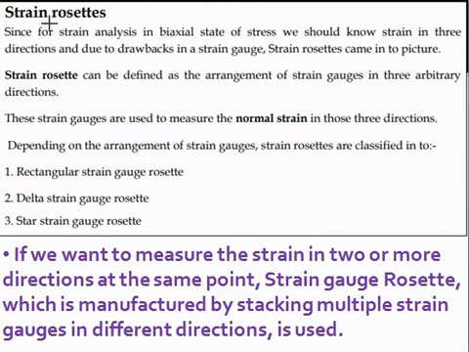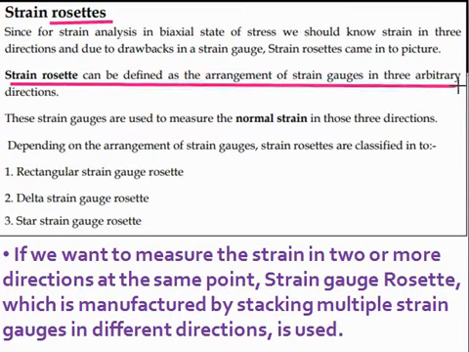What is strain rosette? This word rosette. Strain rosette can be defined as the arrangement of strain gauges in 3 arbitrary directions. Again repeating, strain rosette can be defined as the arrangement of strain gauges in 3 arbitrary directions. For strain analysis in a biaxial state of stress, we should know strain in 3 directions. And due to the drawbacks in a strain gauge, strain rosettes came into the picture.